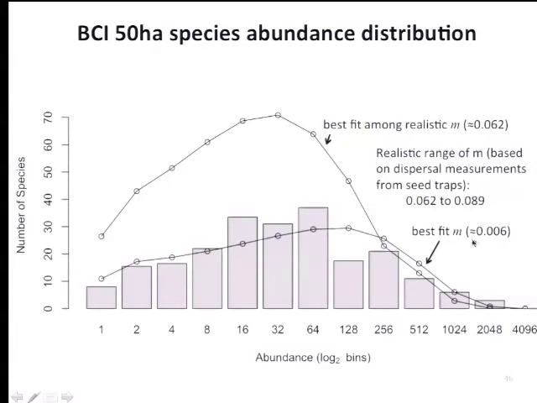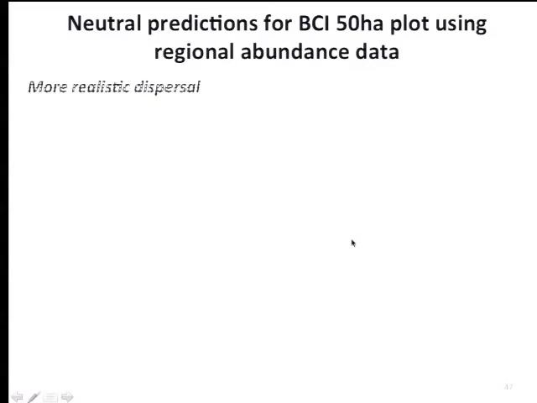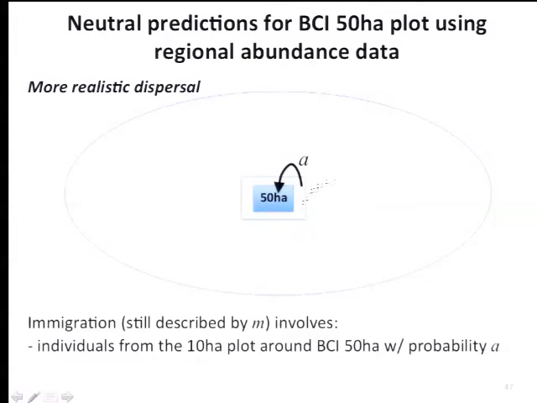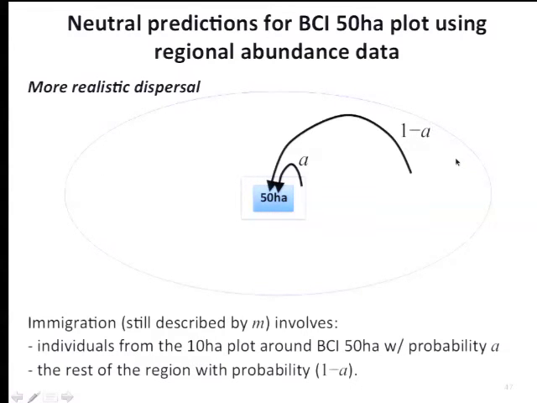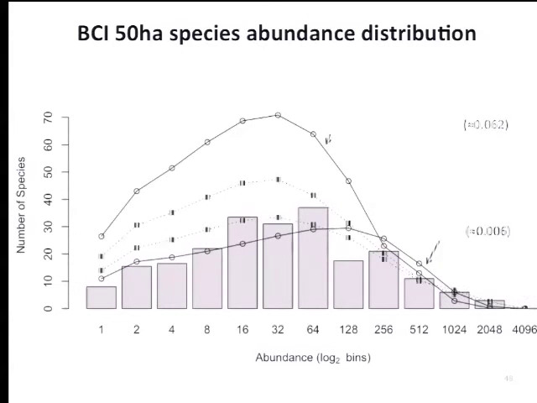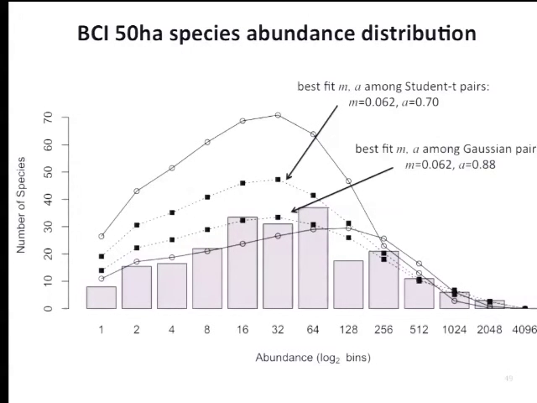If I let immigration get really low, which maybe you could think of as an effective immigration rate, I can get much closer to the accurate number of species when I look for the best fit to the species abundance distribution. I also considered a model of dispersal that was a little bit more realistic by weighting information from plots that are right next to the 50-hectare plot on BCI higher than the rest of the plots that they've looked at. They actually have sampling right around the BCI 50-hectare plot that they've focused on over the past 40 years. And when I do that, I manage to get better fits to the SAD.